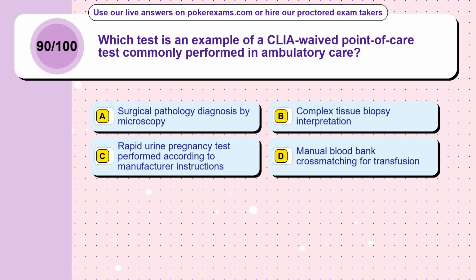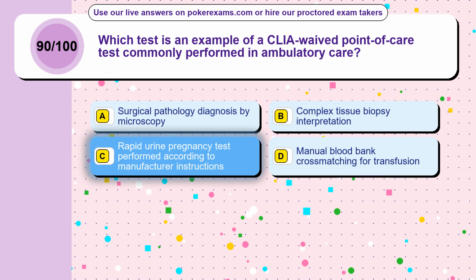Question 90. Which test is an example of a CLIA-waived point-of-care test commonly performed in ambulatory care? Option A, surgical pathology diagnosis by microscopy. Option B, complex tissue biopsy interpretation. Option C, rapid urine pregnancy test performed according to manufacturer instructions. Option D, a manual blood bank cross-matching for transfusion.